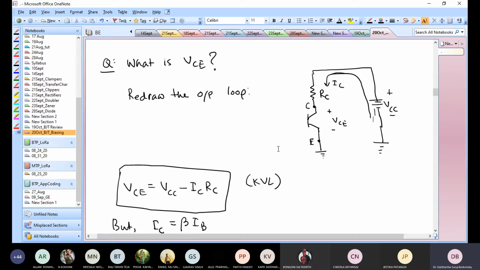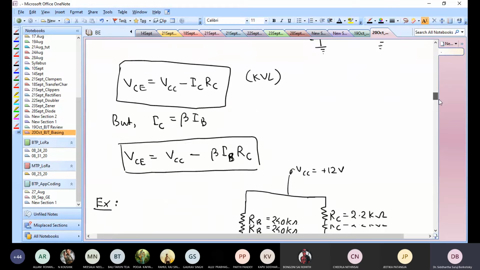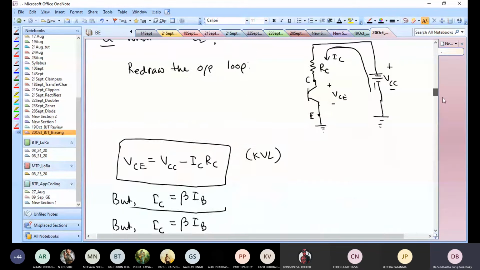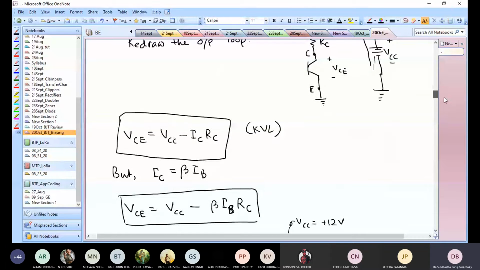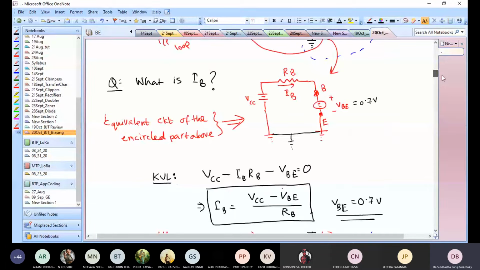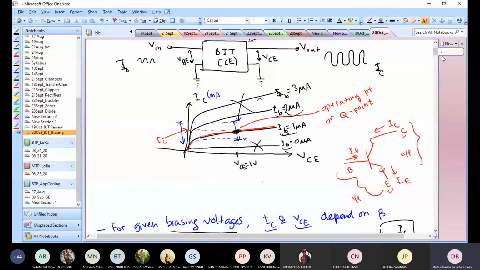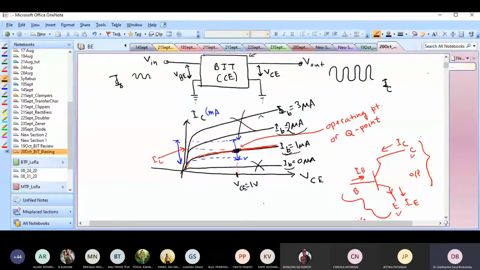Actually, here it is fine, but later on I'll make a point. Here, let's not get into that. But anyway, we now know what VCC is, what VCE is, what IB is. So once you know IB and IC, the intersection of these 2 points: you go to VCE and draw a straight line upwards, go to the value of IC that you just computed, and then draw a horizontal straight line. The point of intersection is your operating point, or the Q point.